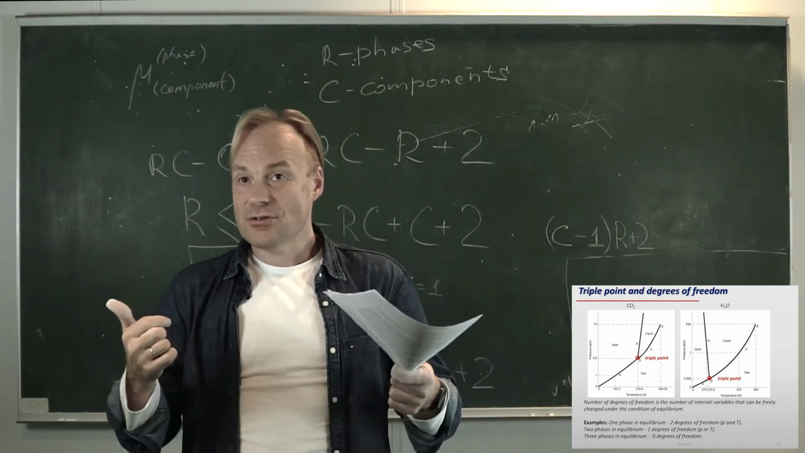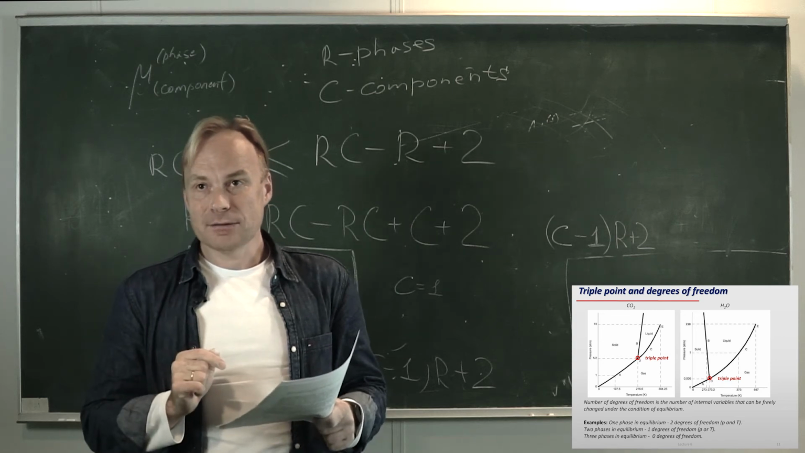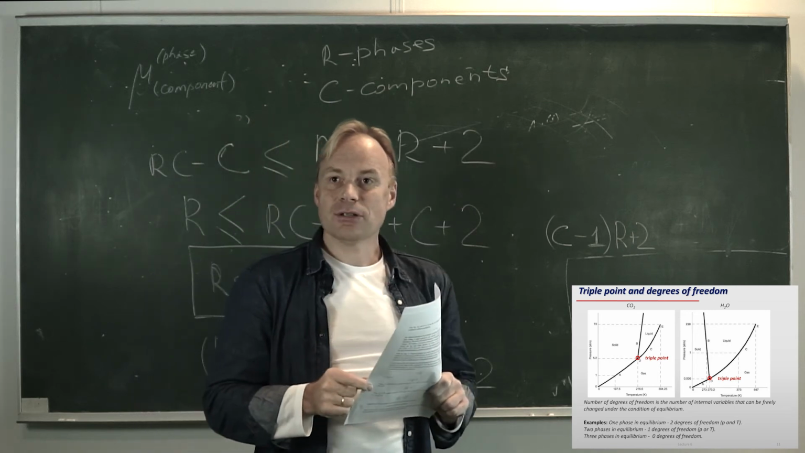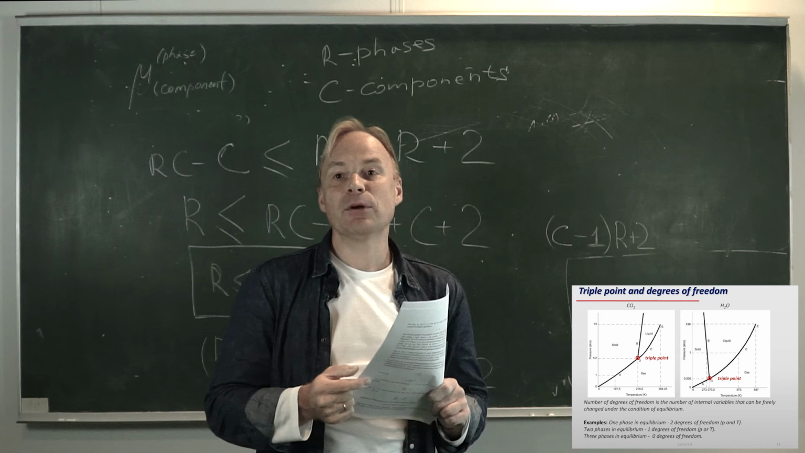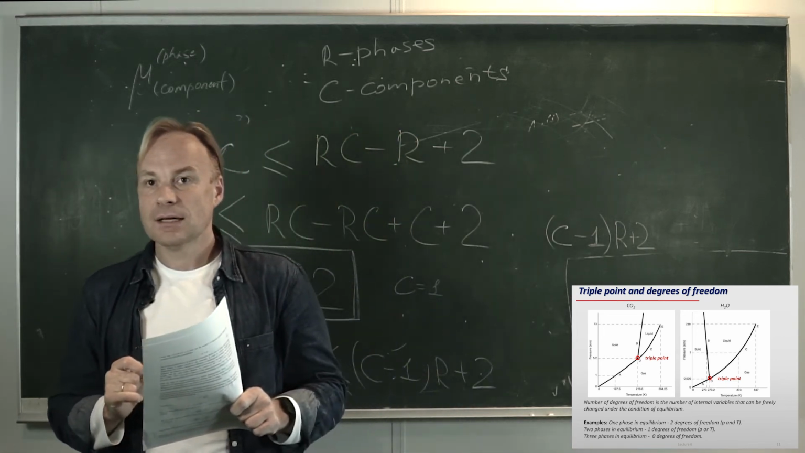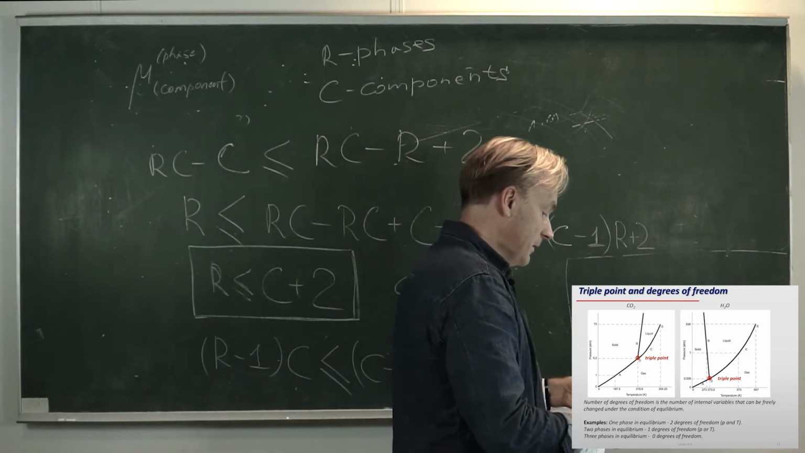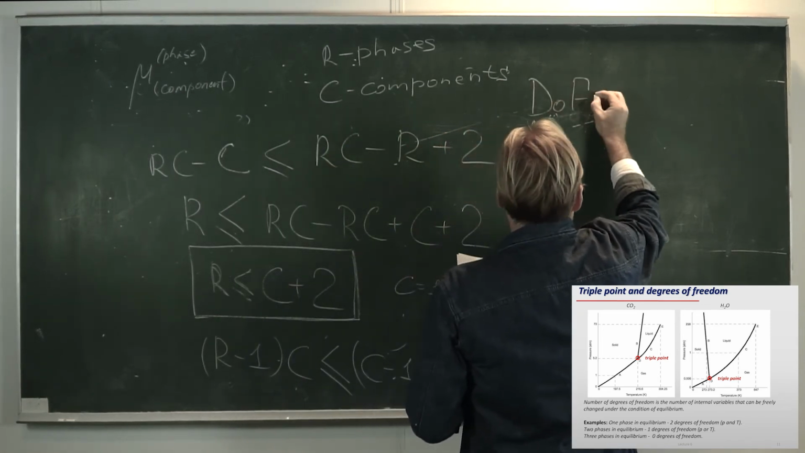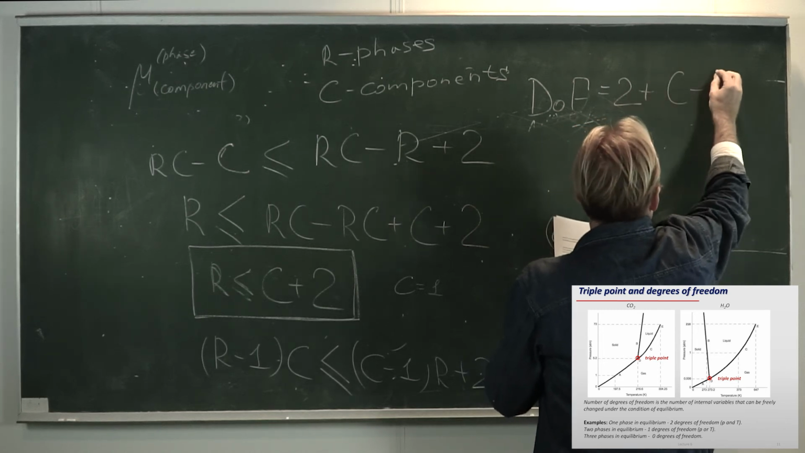And looking at this trend, you can conclude that the triple point is unique. You cannot change pressure, or you cannot change temperature, without losing equilibrium between 3 phases. So it means we have 0 degrees of freedom. Therefore, the very same rule can be formulated in terms of degrees of freedom. Degrees of freedom is written as 2 plus C minus R.